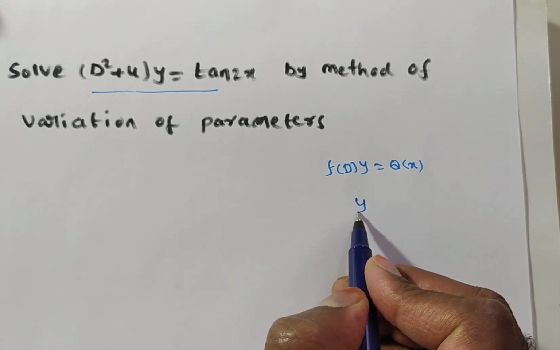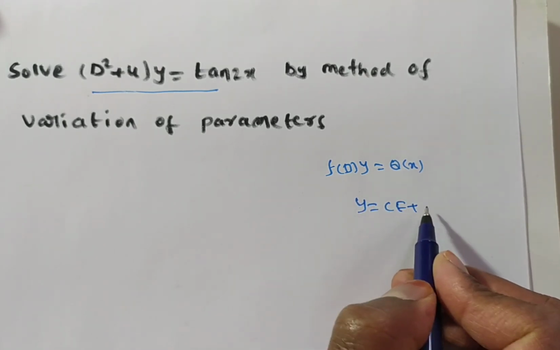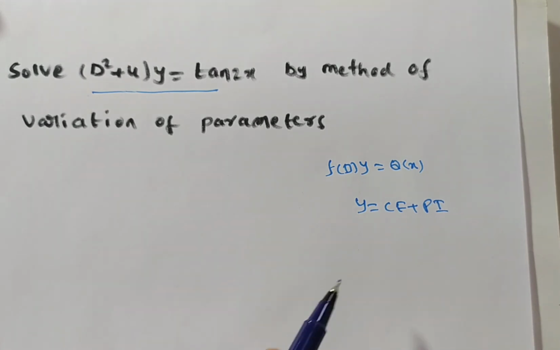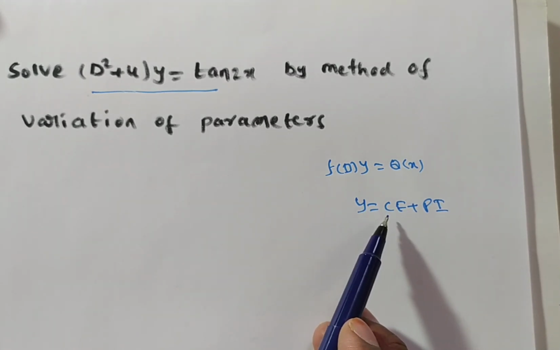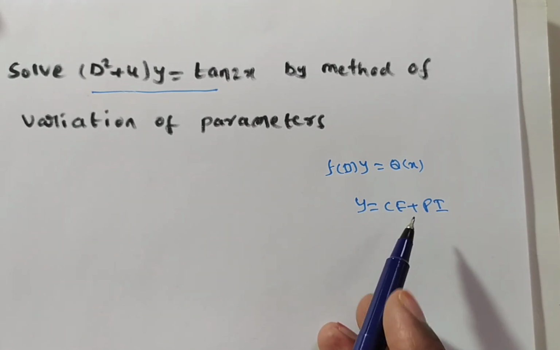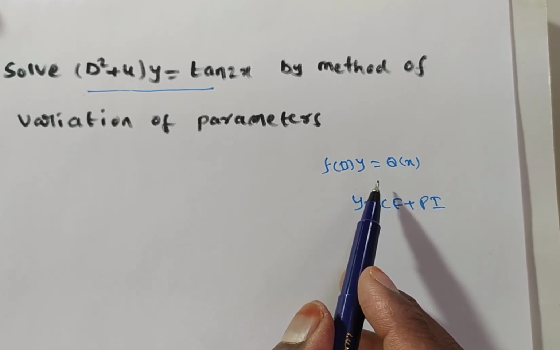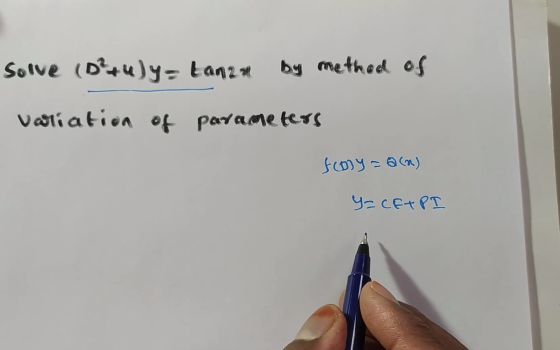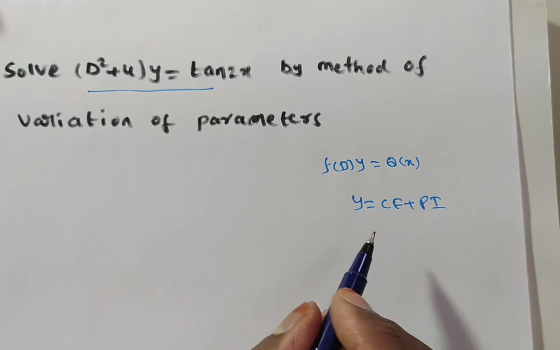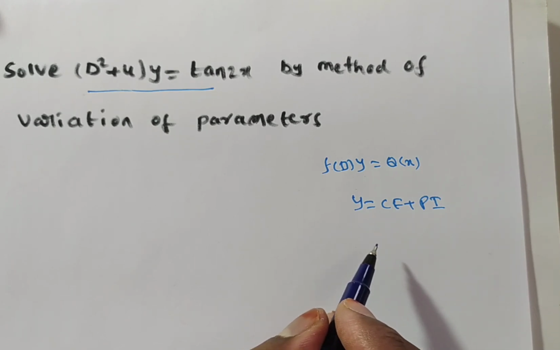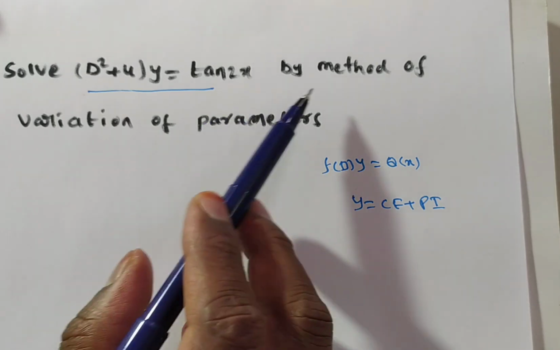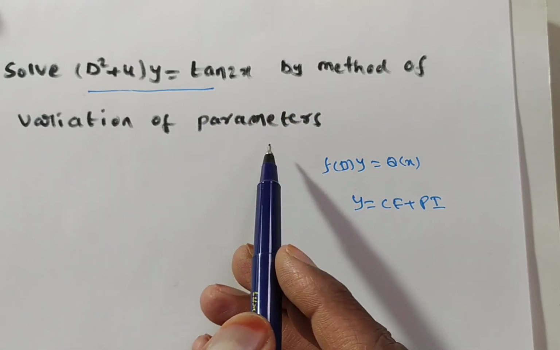We have the general solution y = complementary function plus particular integral. Generally for f(D)y = Q(x), we do it in two types: one is the general method, another one is the shortcut method. We already discussed when you can apply the general method and the shortcut method, but here it is mentioned clearly to use the method of variation of parameters.